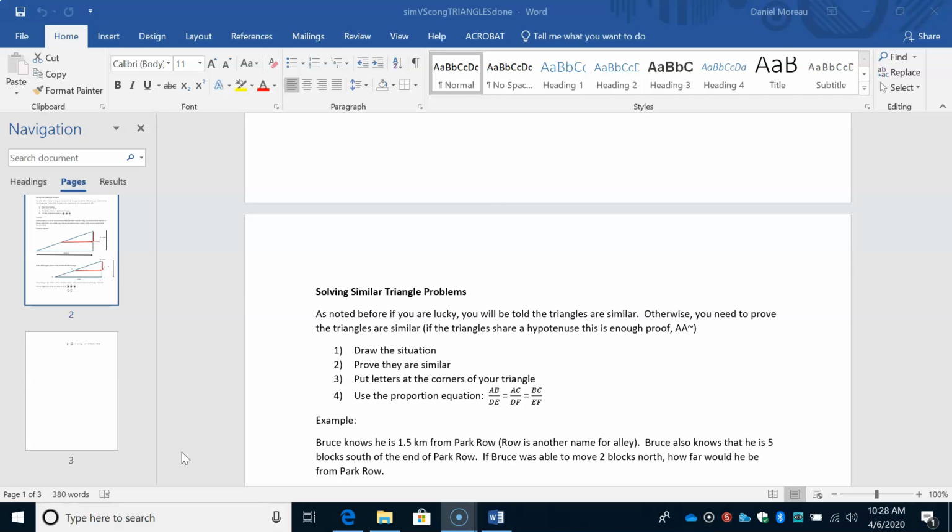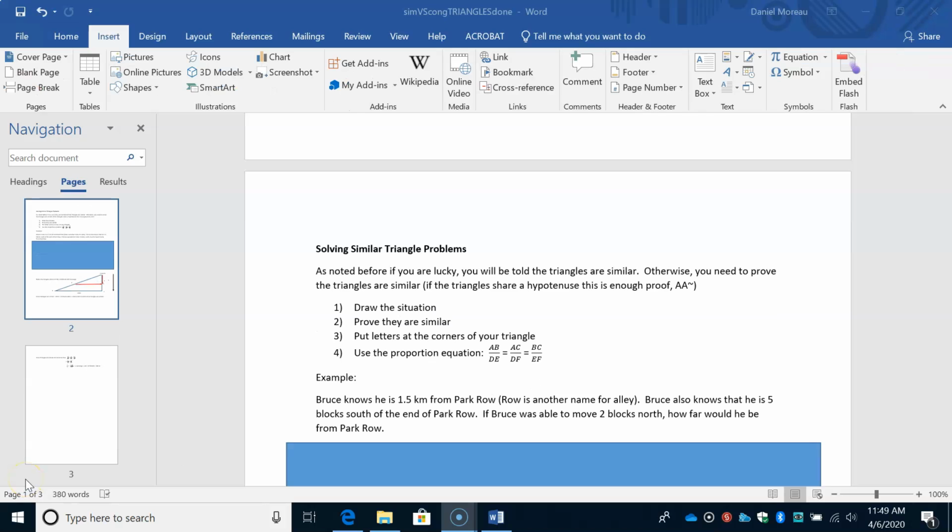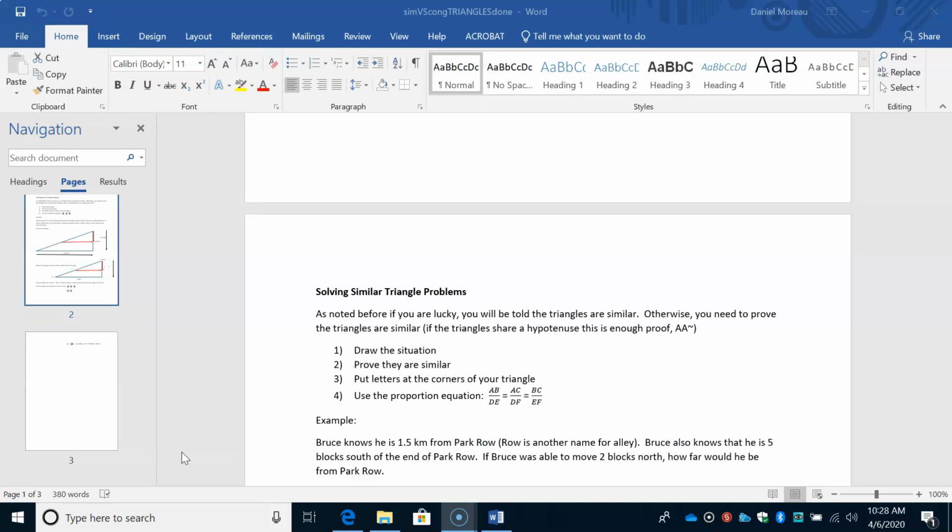Bruce knows he's 1.5 kilometers from Park Row. Bruce also knows that he is 5 blocks south of the end of Park Row. If Bruce was able to move 2 blocks north, how far would he be from Park Row? Secret time! If a question involves moving in a straight line, that's usually a similar triangle.